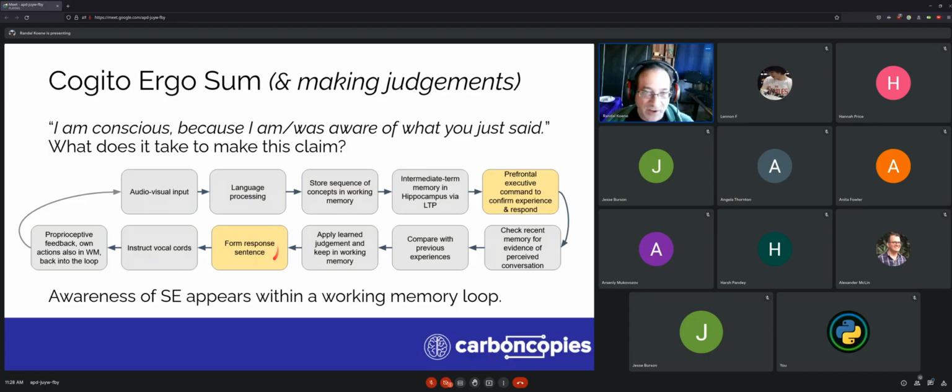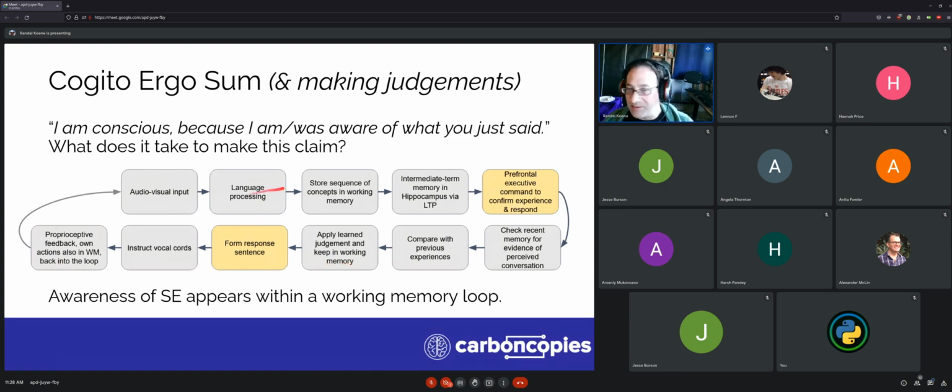Then you want to form a response, a sentence, and you instruct your vocal cords. And that's not the end of it, because the fact that you just spoke, the fact that your vocal cords just did that, produces what's called proprioceptive feedback, so feedback from your body into your brain, that is giving you the sensation of having just spoken and of being in your body, being in this place, in this world, having just said something. That feeds back into your working memory and back into the loop. So this whole subjective experience thing is a part of being in a loop like this.